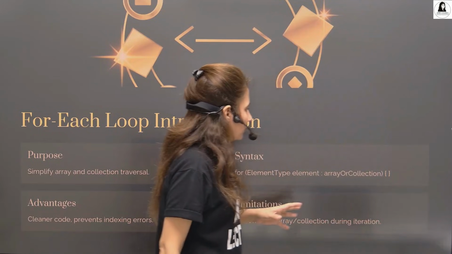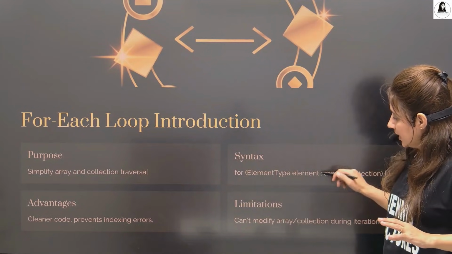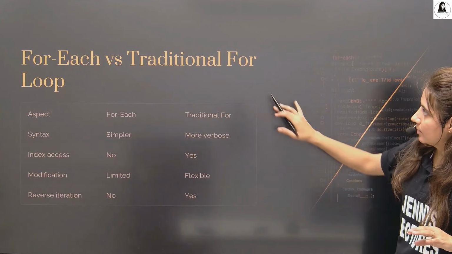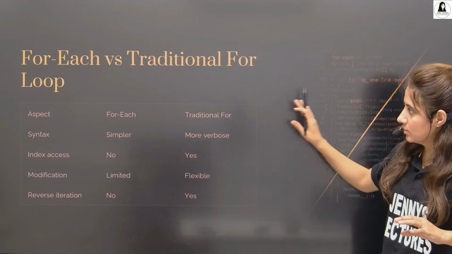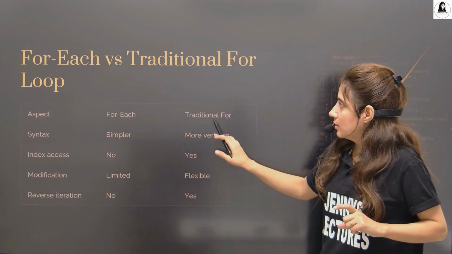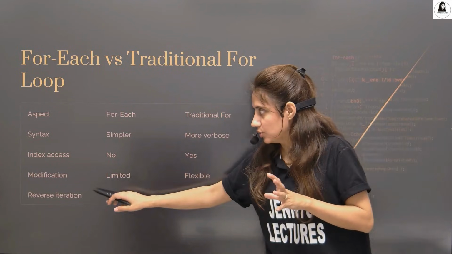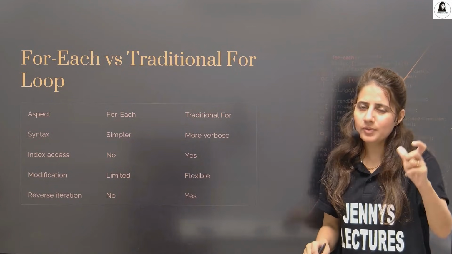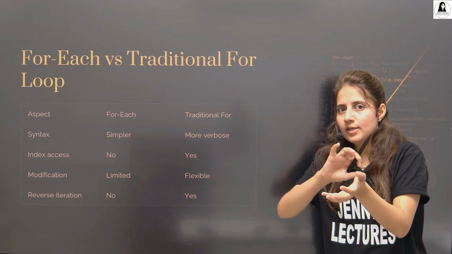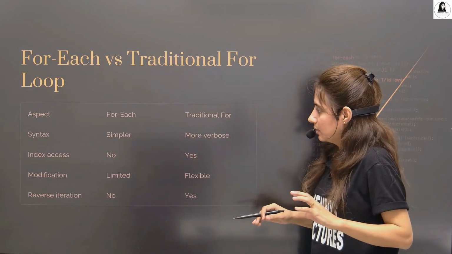So we are done with the for each loop introduction: how to use it, the advantages, the syntax, and the limitations. This is one example here, for each versus traditional loop. This is just the comparison. The syntax is much simpler for for-each than this. Index access is possible in traditional for but not in for each. Modification is limited in for each. We cannot modify because we don't have access to the index, so we cannot directly modify the array element.